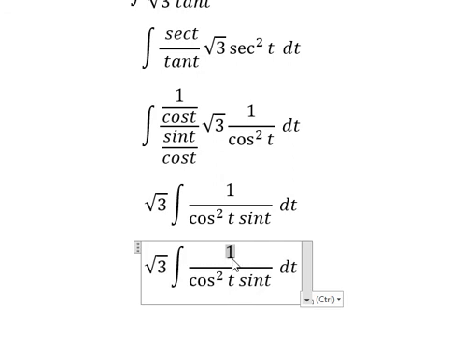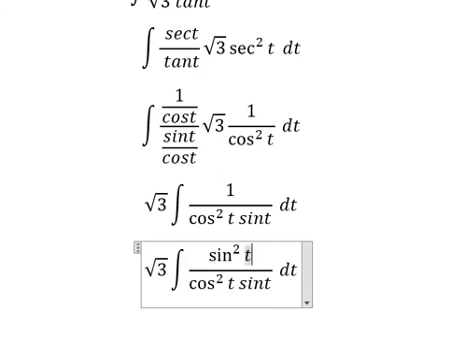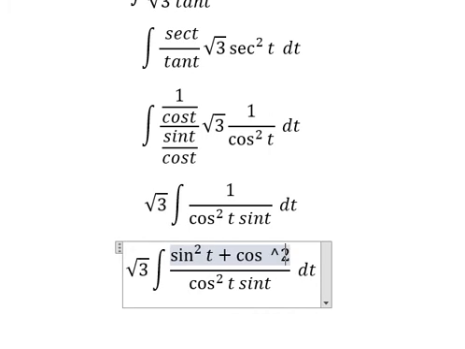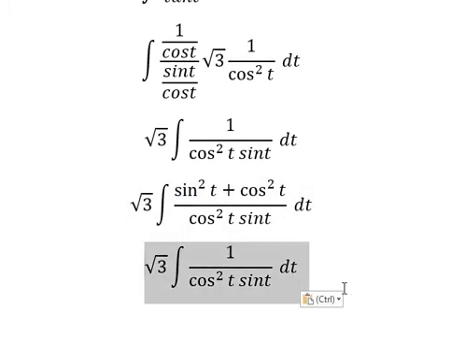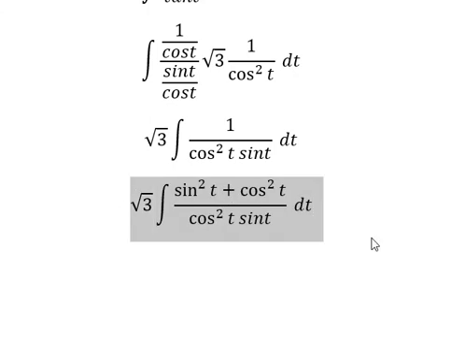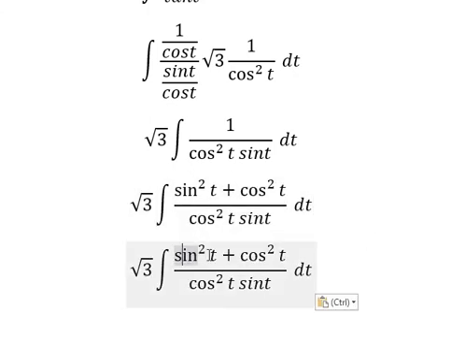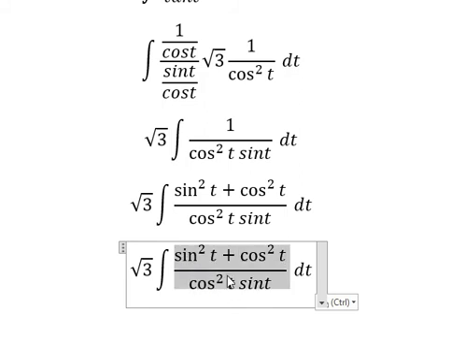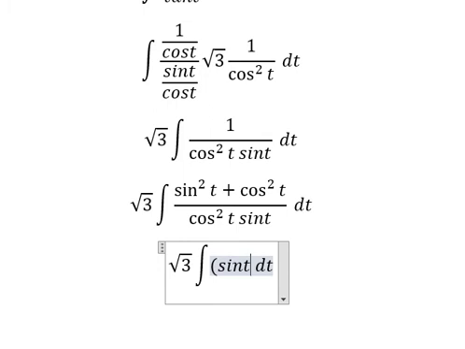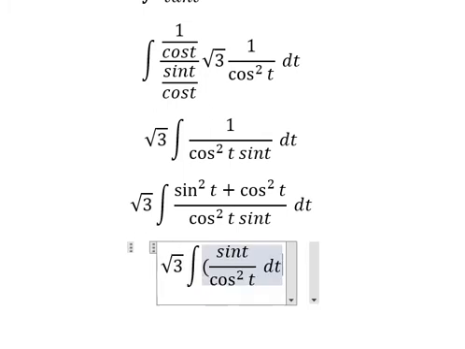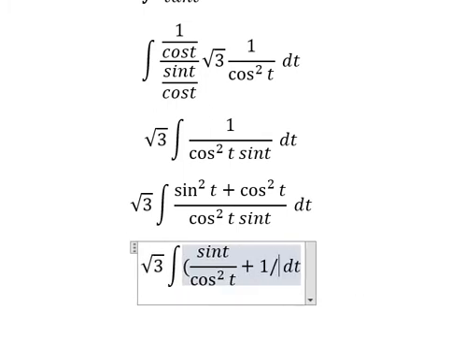Next, the number 1 is sine squared t plus cosine squared t. So sine squared t divided by sine t, cosine squared t divided by cosine squared t. So we create two fractions in here. The first one, you get sine t over cosine squared t, and the second one is 1 over sine t.